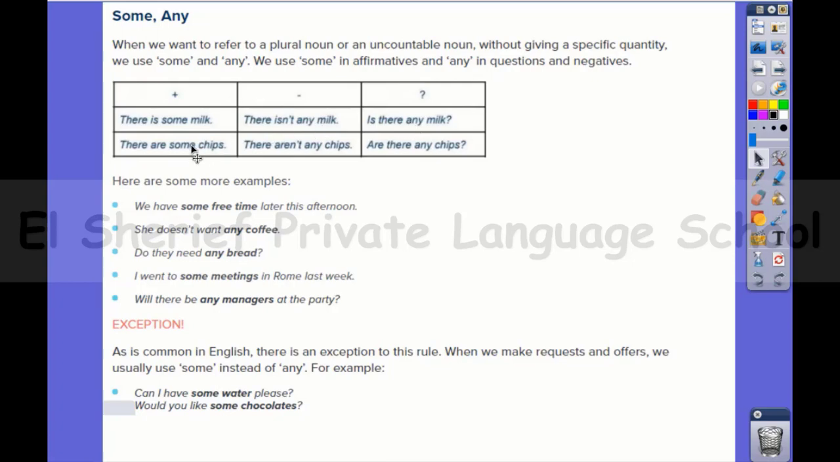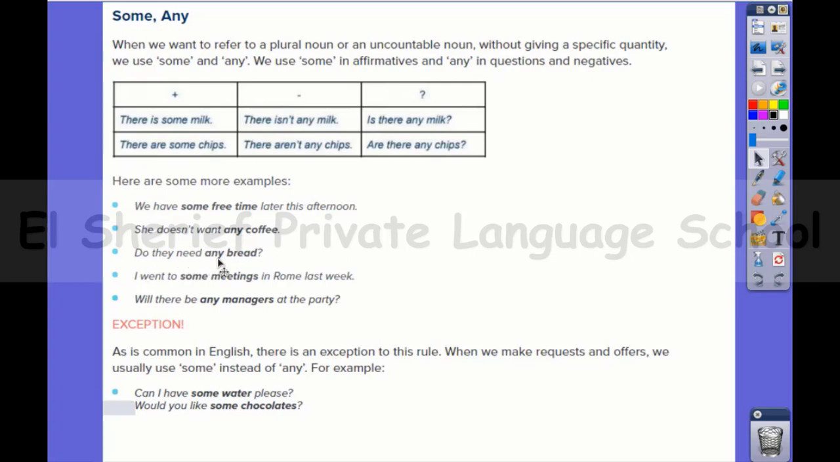Okay, there are some chips. So this is an affirmative statement with a plural noun, chips. There aren't any chips. So this is a negative one. Are there any chips? So this is a question. Here are some examples. We have some free time later this afternoon. Notice here that time is an uncountable noun. She doesn't want any coffee. A negative statement with an uncountable noun, coffee.